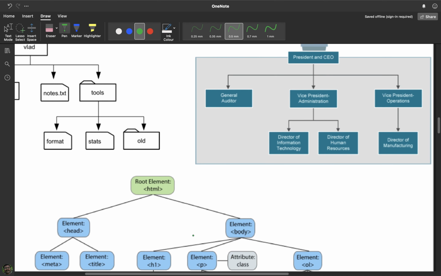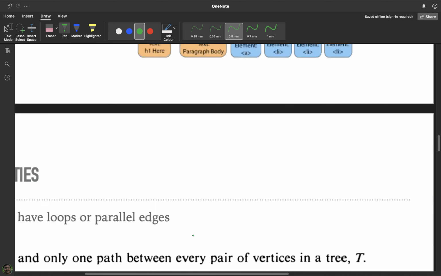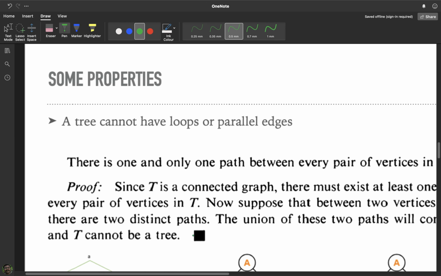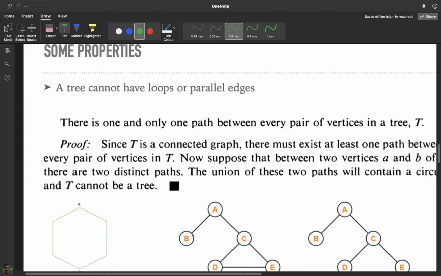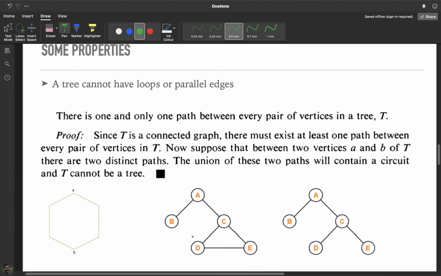Now we will be discussing some important properties of trees. Very simple properties. By definition, since a tree is a connected graph without any circuits, we can definitely say that a tree cannot have loops and parallel edges. It's obvious. Since a tree does not have any circuits, it cannot have loops, because if it's a loop, you have a closed walk there. And there are no parallel edges, because if there are parallels also, you will be getting a closed walk there. So a tree cannot have closed walks. So a tree cannot have loops or parallel edges.